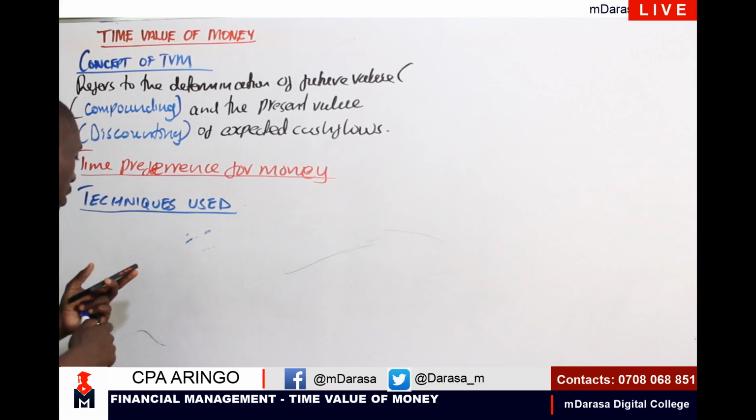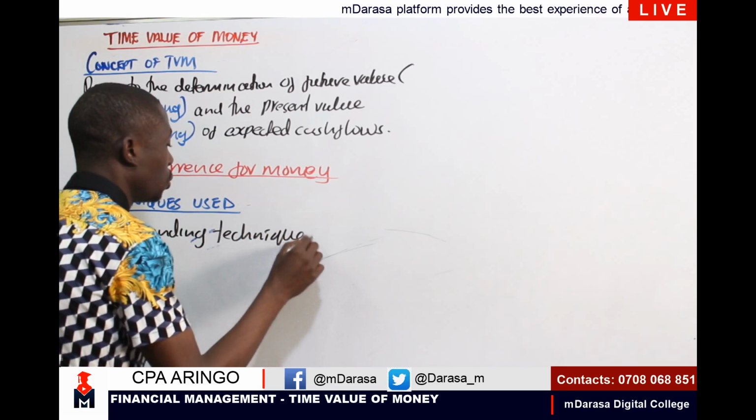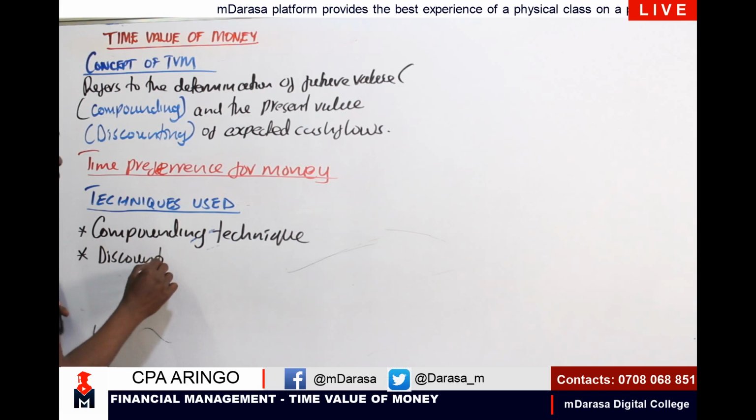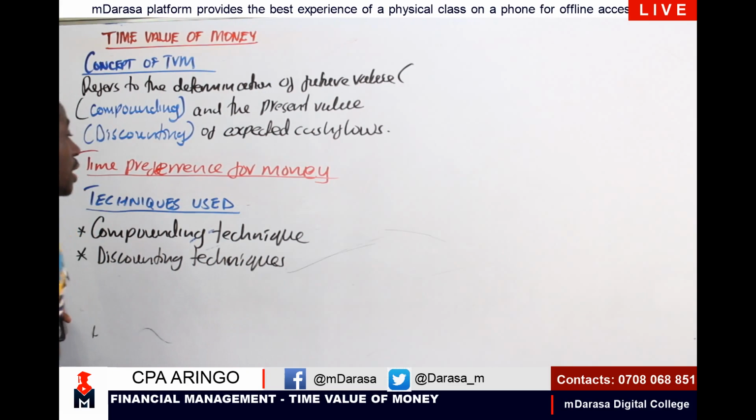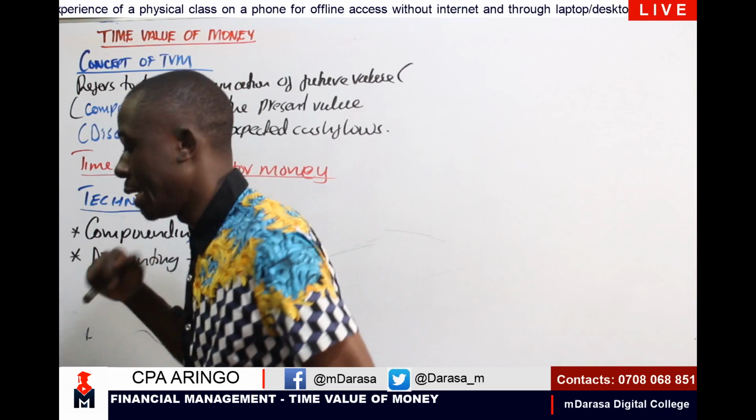In this case, we normally tend to talk of number one technique, which we are referring to as compounding. We are referring to this as what? Compounding technique. And number two, we are referring to this other technique known as what? Discounting technique. So basically, these are the techniques that we normally tend to use in the time value of money. And in our special class today, we will be dissecting the first one, which we are referring to as compounding technique. That is what I want us to dissect.